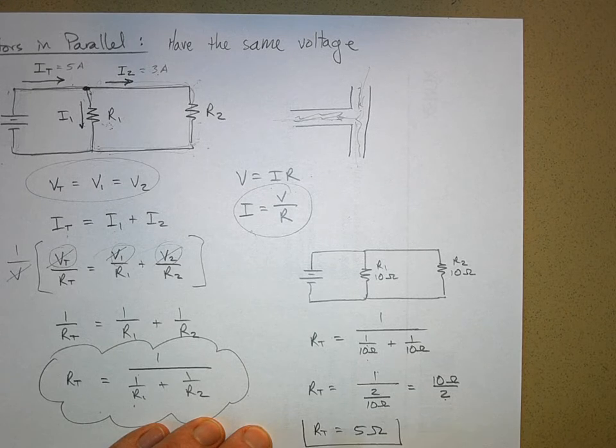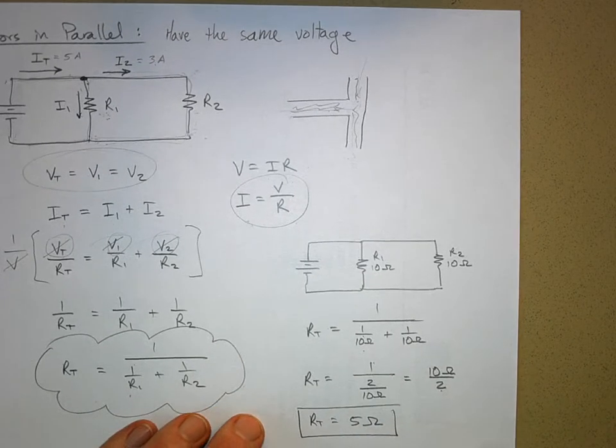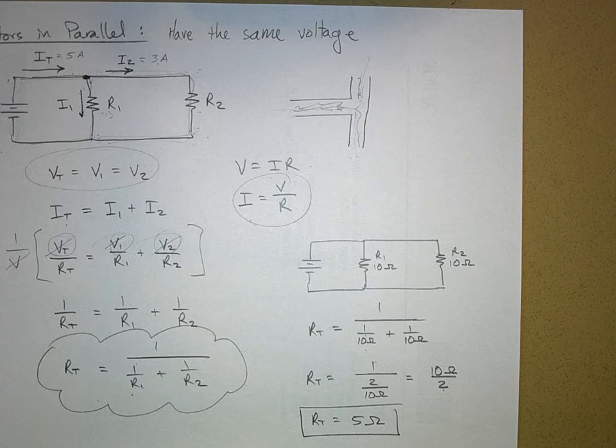And that's my answer. And that's pretty close to what we got, wasn't it? For most of the groups, anyway. Got about 5 ohms, 4.8 ohms, pretty close to 5.